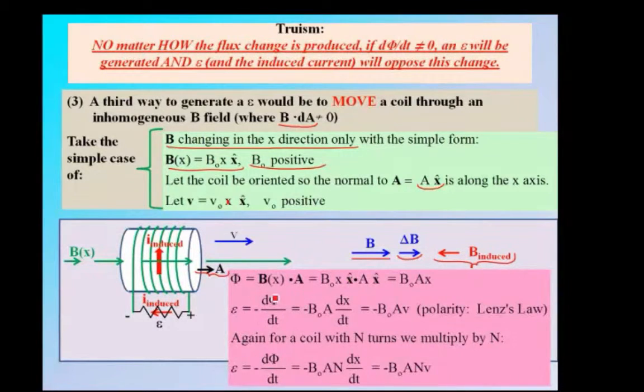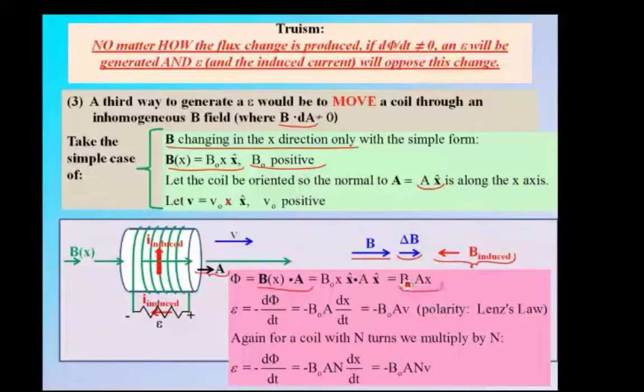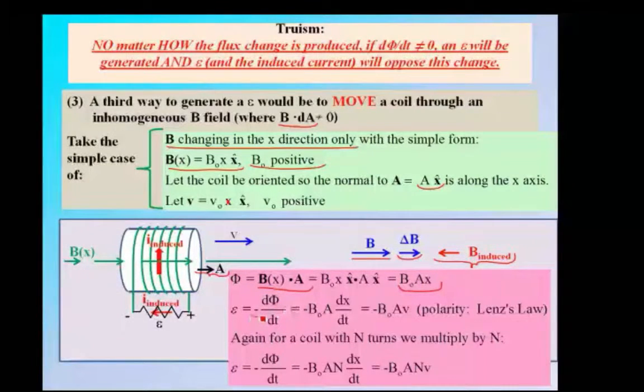So here we go. Here's the flux. The flux is B times A with the dot product. Because these are parallel, we have x hat and x hat here, and we have Bx times A. Here's the final value of the flux, and notice that flux is always a scalar. So here's our reminder in order to get the polarity of the EMF.